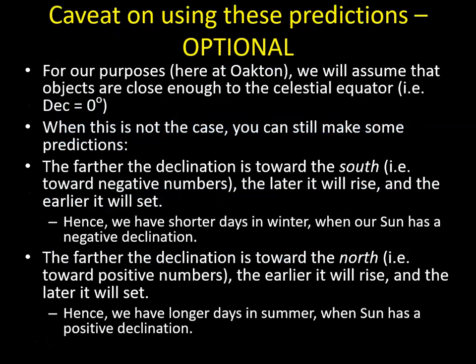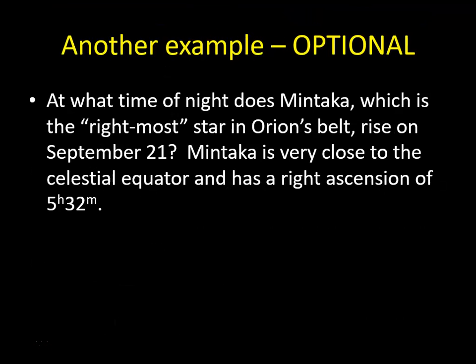Okay, so again, this only works when you're relatively close to the celestial equator. If the declination is farther north, then it's going to rise earlier and set later than you think. If you're in the northern hemisphere, our sun has a positive declination between March 21st and September 21st, so it rises earlier and sets later than you would think, and hence it's up longer. We're going to have a lot more to say about that when we discuss the seasons in a couple more videos.